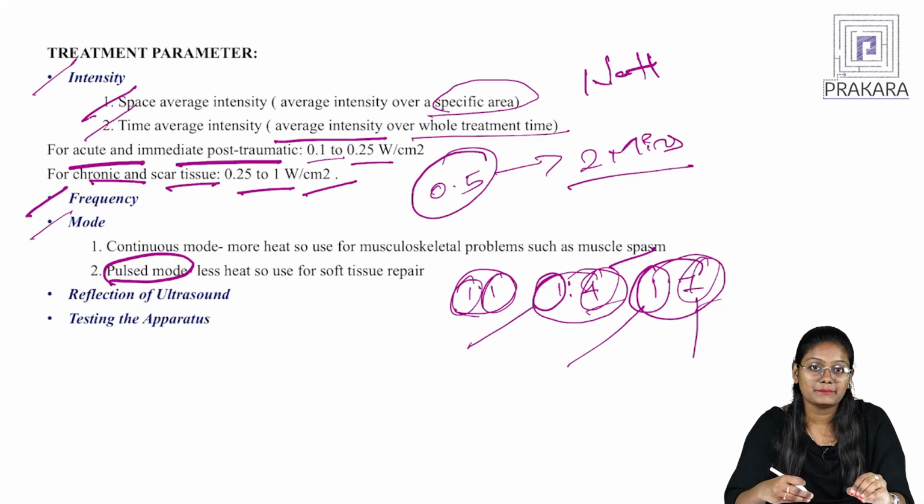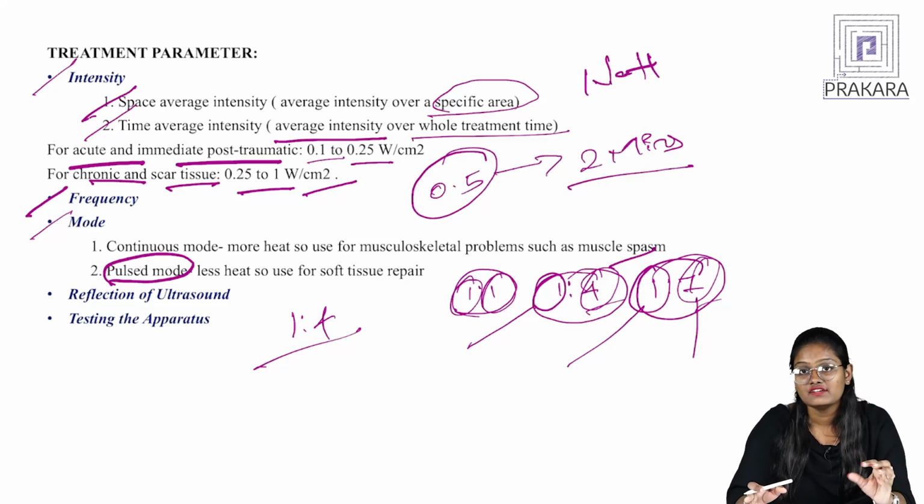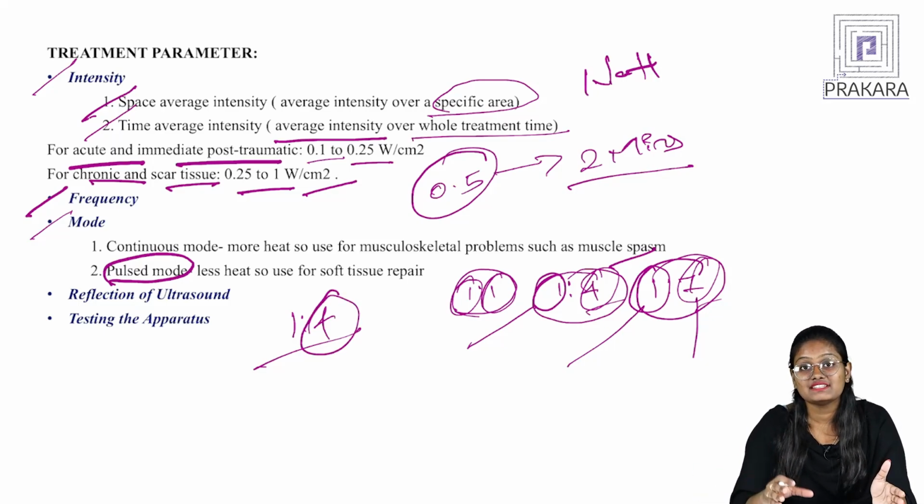But what actually happens in the pulsed mode? Let's say I've gone for this 1:4 ratio, wherein for 1 millisecond the intensity will pass into the patient's body, and for 4 milliseconds there will be rest. Now, what will actually happen here? For every 1 millisecond, there is this gap of 4 milliseconds where the current is not actually passing.